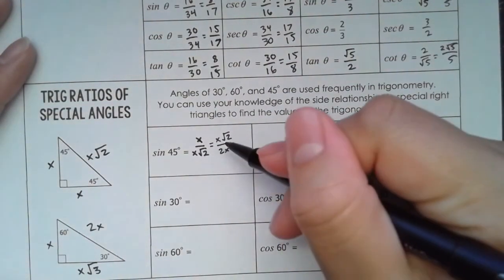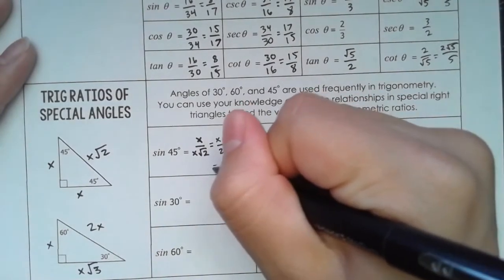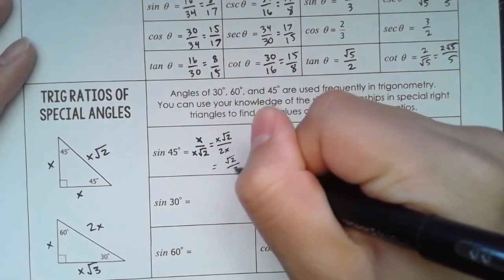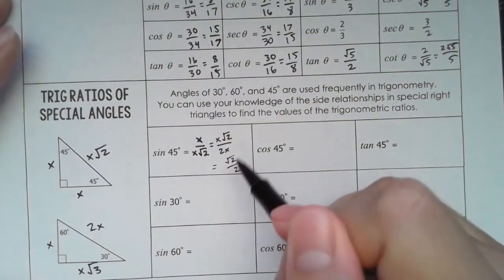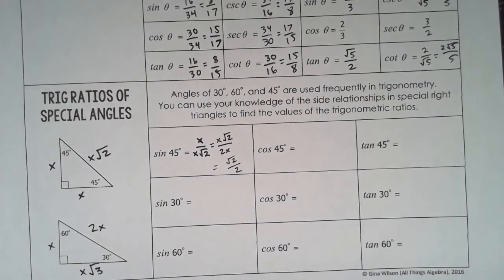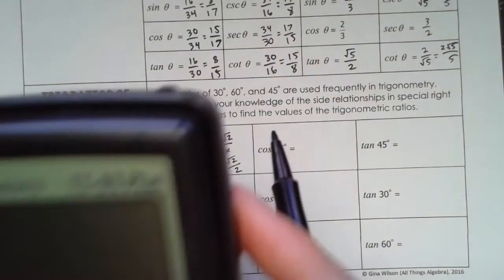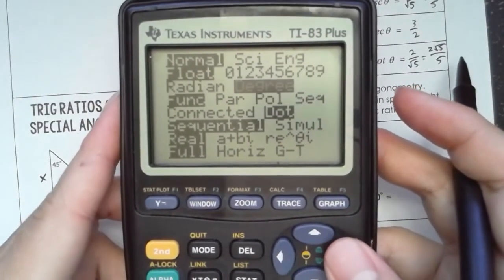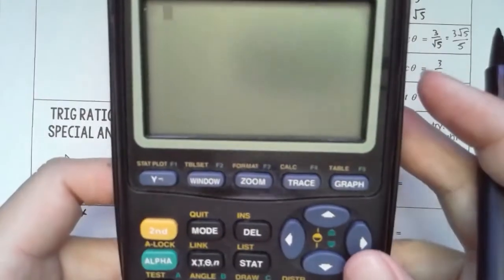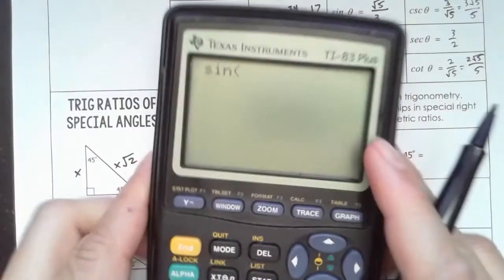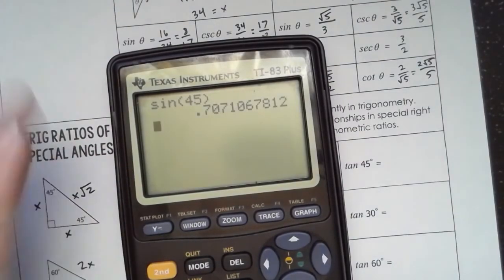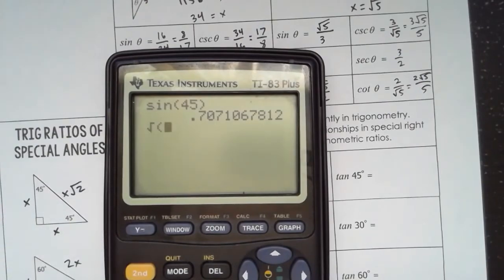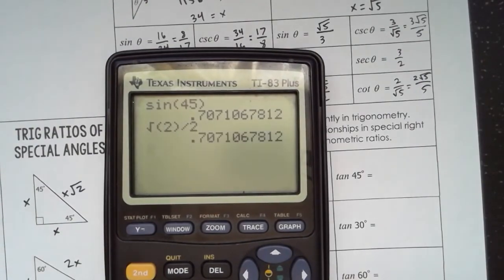So then from here the x's cancel, and I get square root of 2 over 2. So the sine of 45 is square root of 2 over 2, and you can check this in your calculator. What you would have to do first though is click mode, and then switch from radian to degrees, and then if you type in sine of 45, you get this value here, and then if you take the square root of 2 over 2, you get the same value.